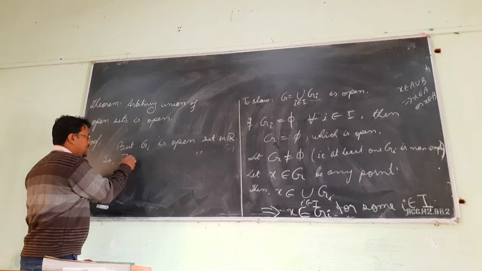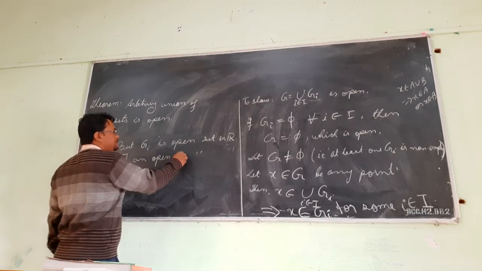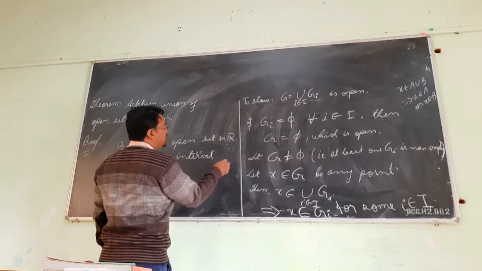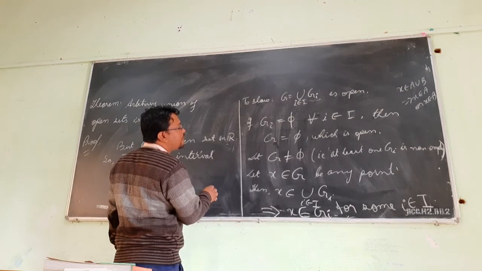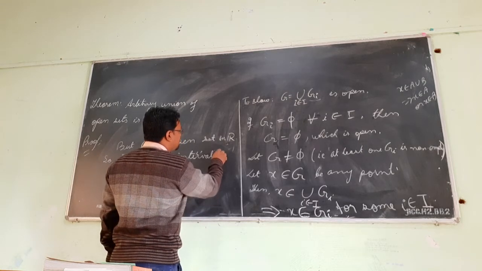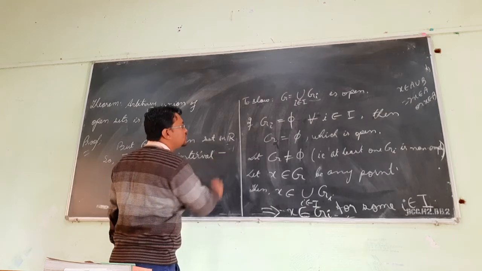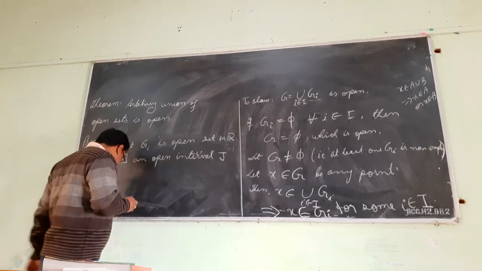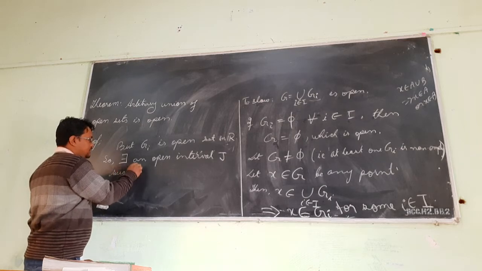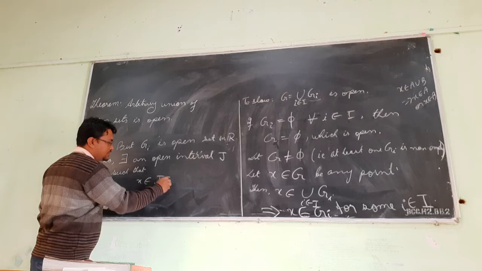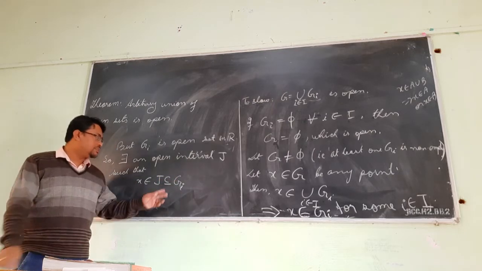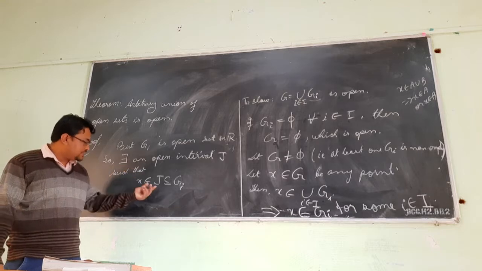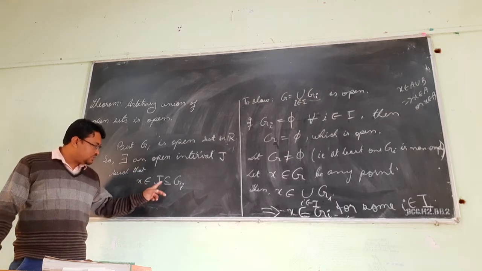So there exists an open interval, say J. There exists an open interval J such that x belongs to J and this is a subset of G_i. This happens. If a set is an open set, then for every element in that set, there should exist an open interval which contains that element and is also contained in G_i.